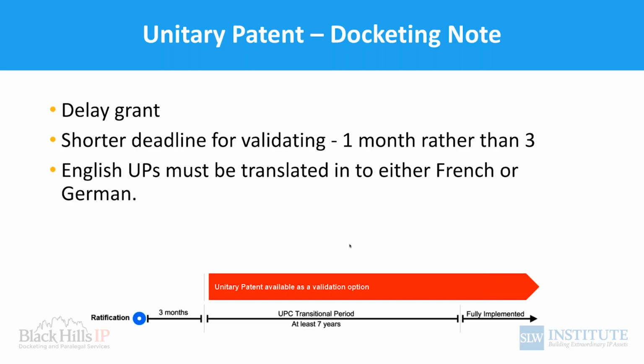An existing European patent requires translation of the claims into English, French, and German. National validations then make their own rules, some countries requiring full translations, some countries requiring only claims translations, and some requiring no translations at all. Going forward, English language unitary patents must be translated in their entirety into either French or German.